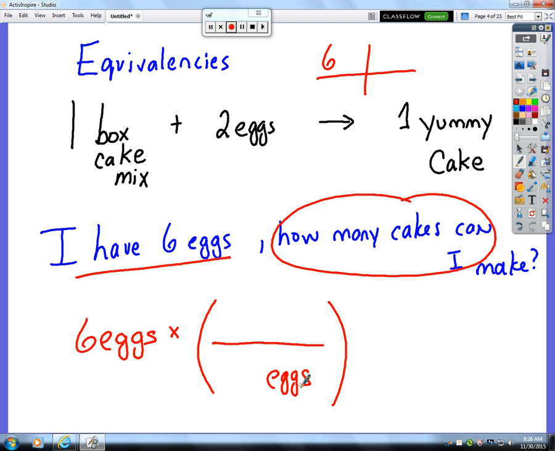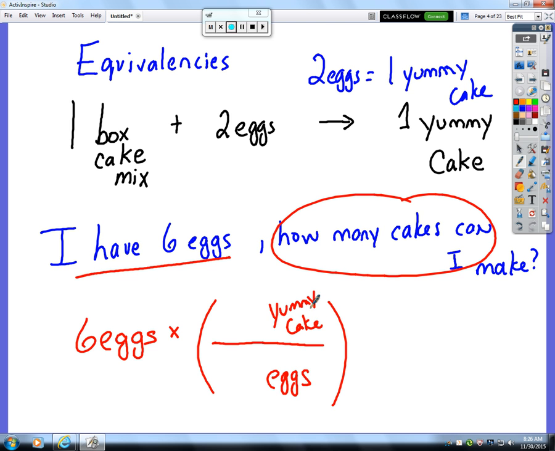And I'm going to look at my relationship and I'm going to say, what is the relationship that I have between eggs and cakes? Do I have one? And you would look at your equivalencies and say that for every 2 eggs, that equals 1 yummy cake. I love yummy cake. So, what am I going to do? I'm going to go ahead and put the word yummy cake up here. And I should put yummy cake up here also.